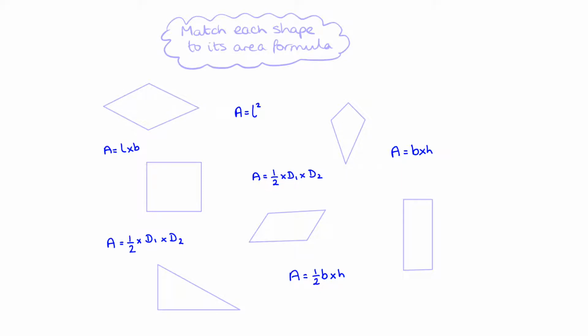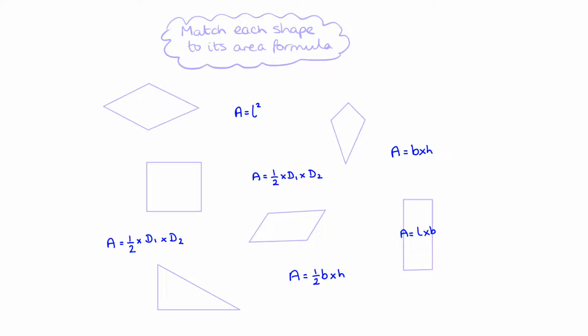So what we need to do then is, let's see, which one shall we pick to start with? How about the rectangle? Okay, so we've got a rectangle down here. What's the formula for the area of a rectangle? Which one is it out of these? Okay, well, if you spotted that it's length times breadth, you're right.